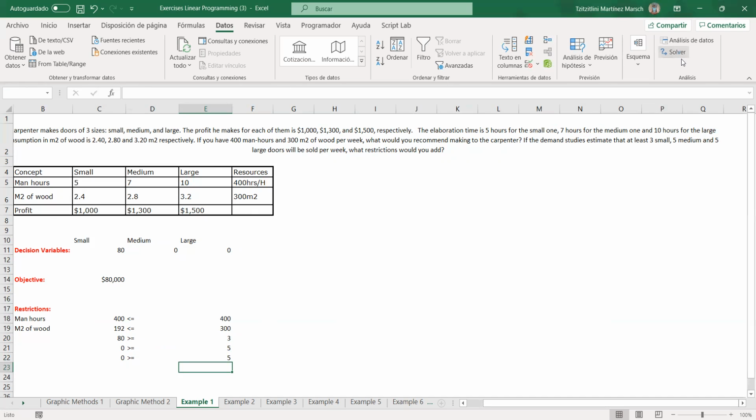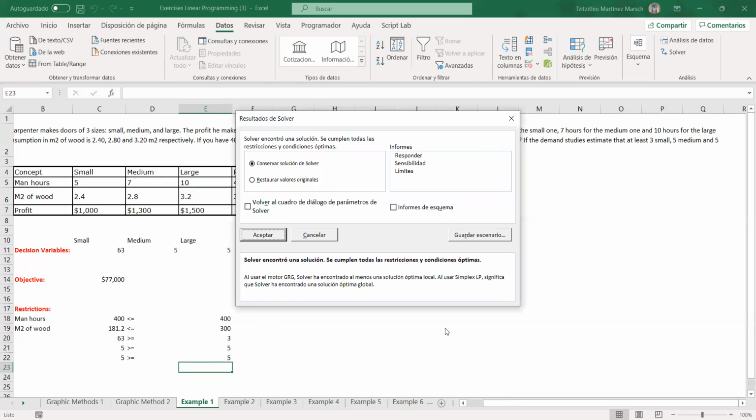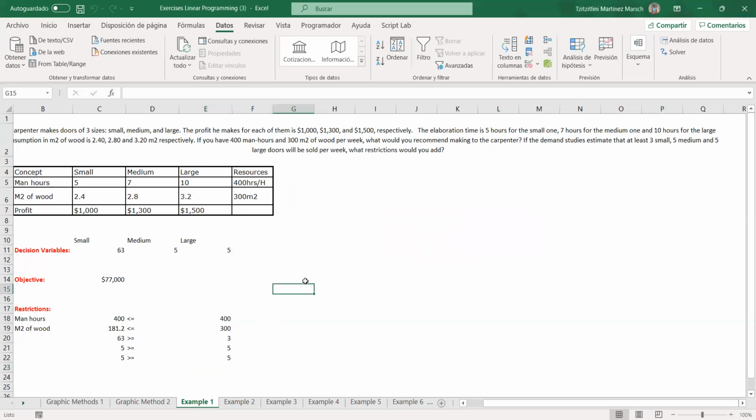So I'm going to go to my Solver again, and I'm just going to add these restrictions. These 3 restrictions are the same as these 3 restrictions. Again, Simplex, I run it. And now I know that I'm just going to make the basics of what my demand is saying: 5 medium doors, 5 large, and that takes away a little bit from my small doors, 63. Okay, that's how you solve it. In order to make your maximum profit, you're going to have 63 small doors, 5 medium, 5 large, and that's going to give you 77,000.